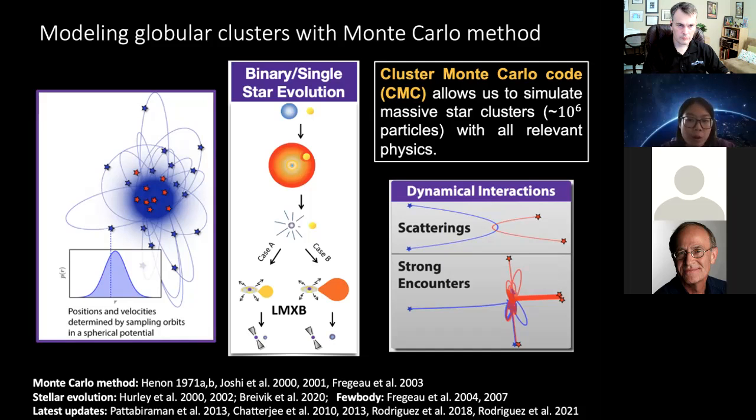CMC has all the relevant physics for cluster evolution, including two-body relaxation, strong 3- and 4-body interactions, and also single and binary star evolution. And it can simulate massive star clusters and is much faster than the direct N-body simulations. So a typical cluster model takes about 1 to 2 weeks with CMC.